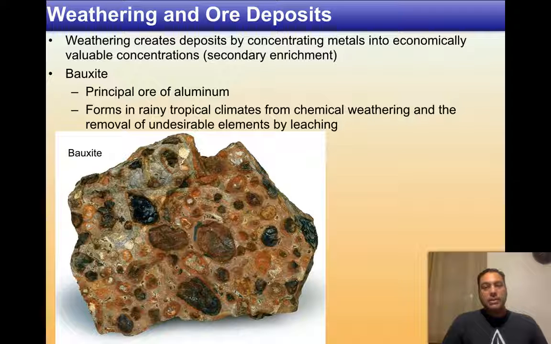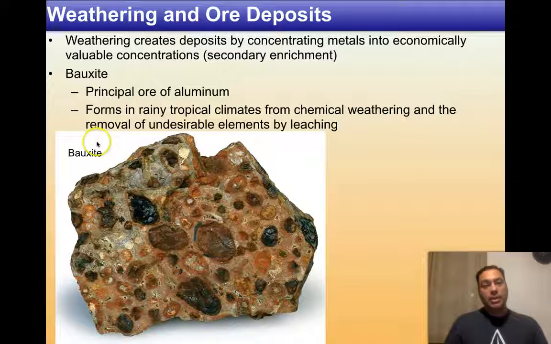All right, so let's talk about some of the byproducts of the weathering and the formation of soils. Weathering creates deposits by concentrating metals into economically valuable concentrations. This is called secondary enrichment. Remember those oxisols. I like oxisols because they're probably the easiest to conceptualize. Remember that nice red color that soil was? That soil was turning red because everything was being leached out of it, but iron and aluminum oxides were being retained and even in some cases concentrated.